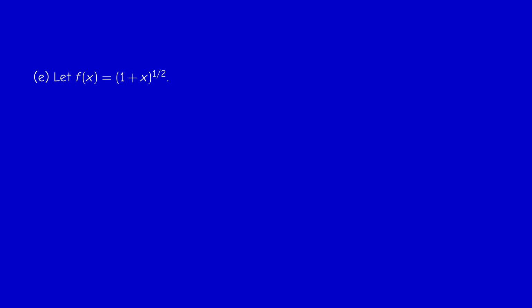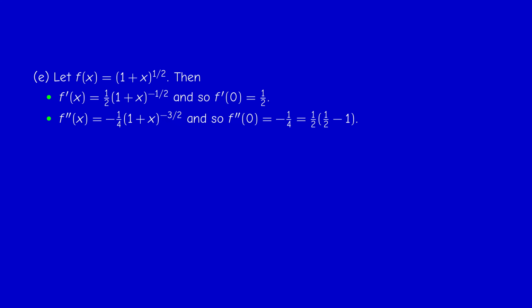Okay, last example, radical of 1 plus x. Okay, we do the same. We differentiate one time. We get 1/2 times (1 plus x) to the power minus 1/2. So at 0 we have 1/2. Another time we get 1/2 times minus 1/2. Okay, so at 0 it's minus 1 over 4. And we have to divide by 2 factorial. So this is why we get 1 over 8.